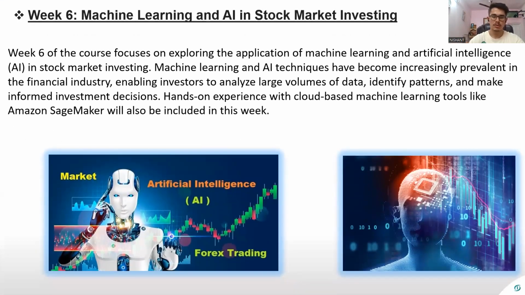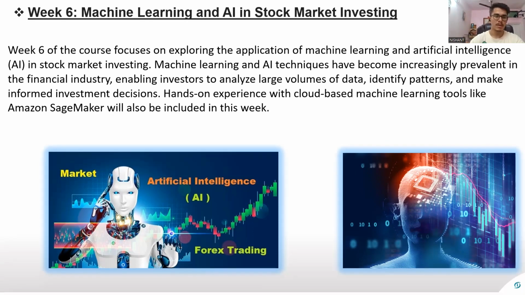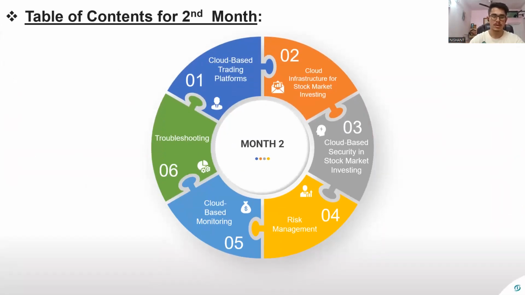So week six includes machine learning and AI in stock market investing. Week six of the course focuses on exploring the application of machine learning and artificial intelligence in stock market investing. ML and AI techniques have become increasingly popular in the industry, enabling investors to analyze large volumes of data, identify patterns, and make informed investment decisions. Also, hands-on experience with cloud-based machine learning tools like Amazon SageMaker will be introduced to the interns. So here is the table of contents for the second month.